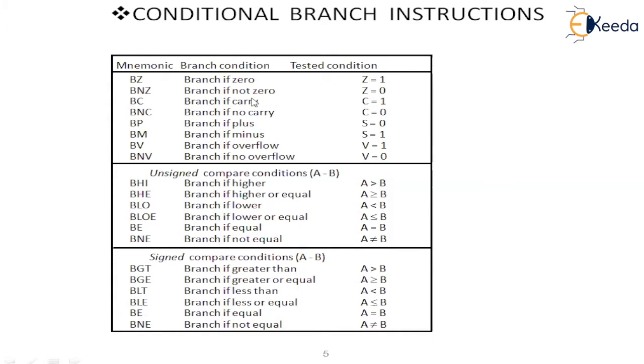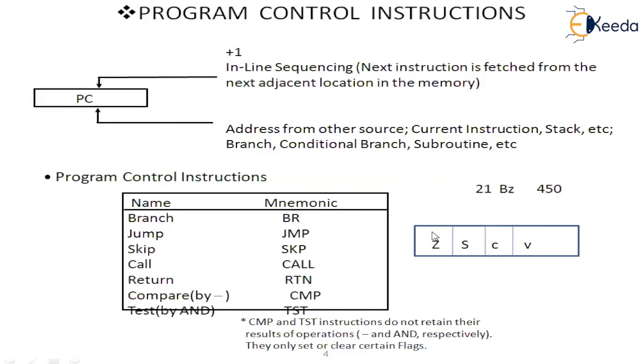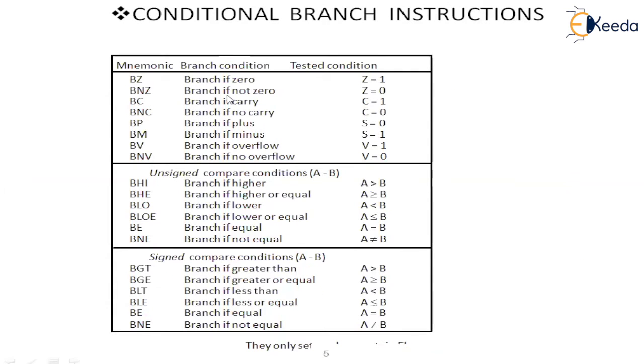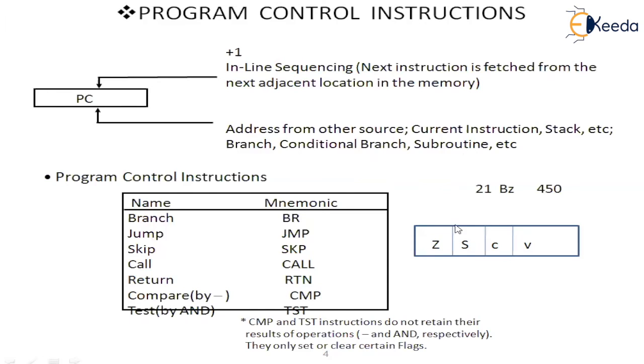Branch if not 0. There is something called branch if not 0. For that, we need to go to the 0 flag. We will see if the 0 flag is equal to 0. If the 0 flag is set to 1, that means the output of the ALU is 0. If the 0 flag is 0, that means the output of the ALU is not 0. So we go to 450. That means we are going to take a branch if the result is not 0. If the 0 flag is not set, then we are going to take a branch.